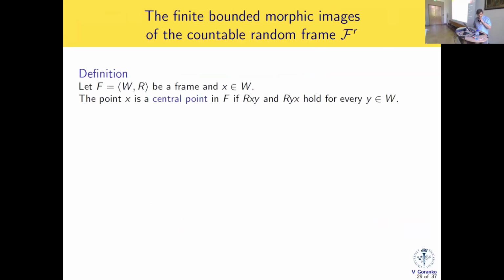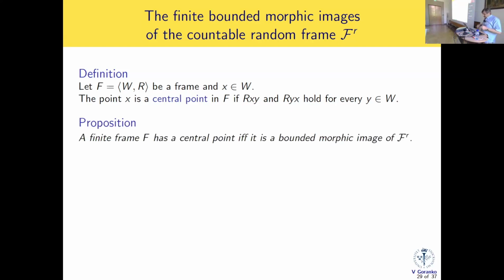But before I tell you, a natural question now arises: can we characterize those finite frames for which there is a bounded morphism from the countable random frame onto this one? It turns out that the question is non-trivial, but it is not difficult either, because the characterization is very simple, namely, these are the finite frames that have a central point. The central point is a vertex that can see and is seen from every vertex in the frame. So there is this proposition that a finite frame has a central point if and only if it is a bounded morphic image of the countable random frame.